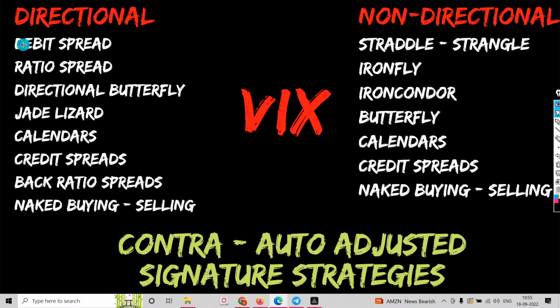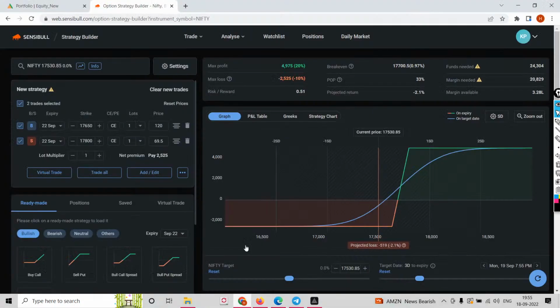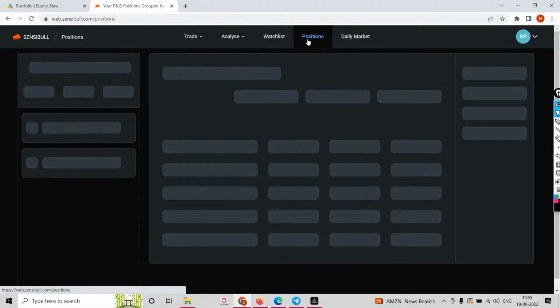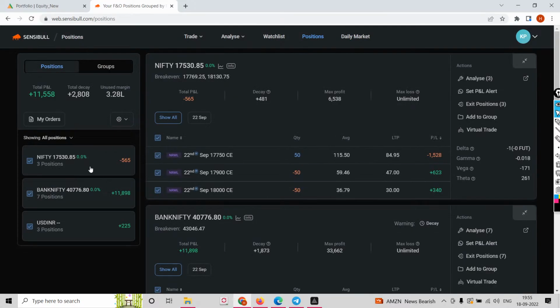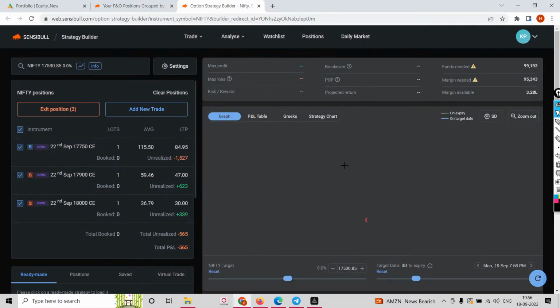See, though I say debit spread is one of my favorite strategies, but have you seen, did I deploy the debit spread? No. Let me show you my trades also, right? So that you, let me show you my trades also. Okay. See, this is where I went for my, this is, see, let me show you. This is my, what do we say? Let me show you. This is my ratio spread.